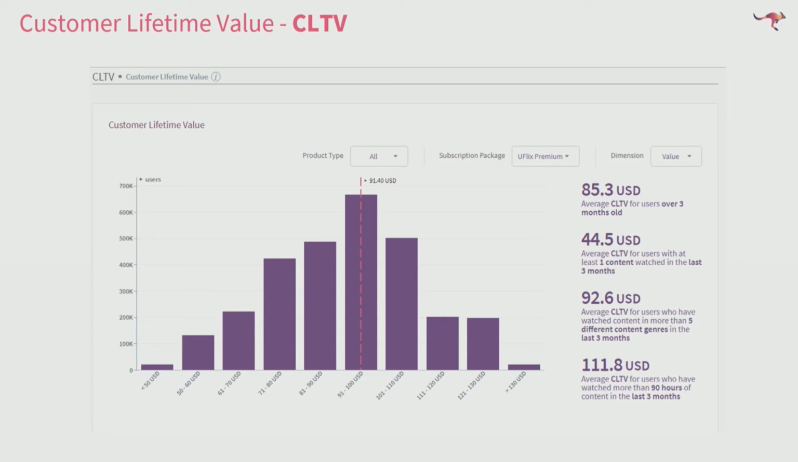We're also looking at customer lifetime value. So you can see in this example, the average is, I can't see it on this screen, but it's like $84 or something. And you can see how it skews, and you can see several other analytics that we have about how much their lifetime value is based upon how much they're watching.